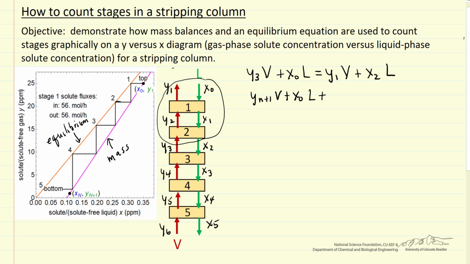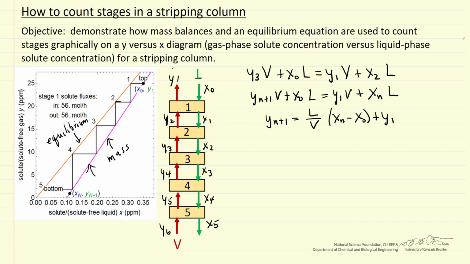And if we do that, this is xn times L. So if I rearrange this, I have the general mass balance. That's the equation for this line. And so for now, going to analyze, we start with these values.